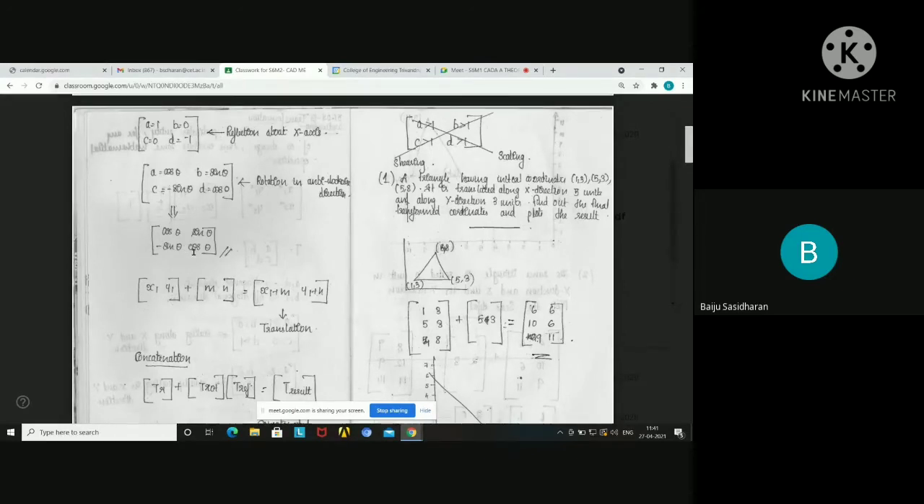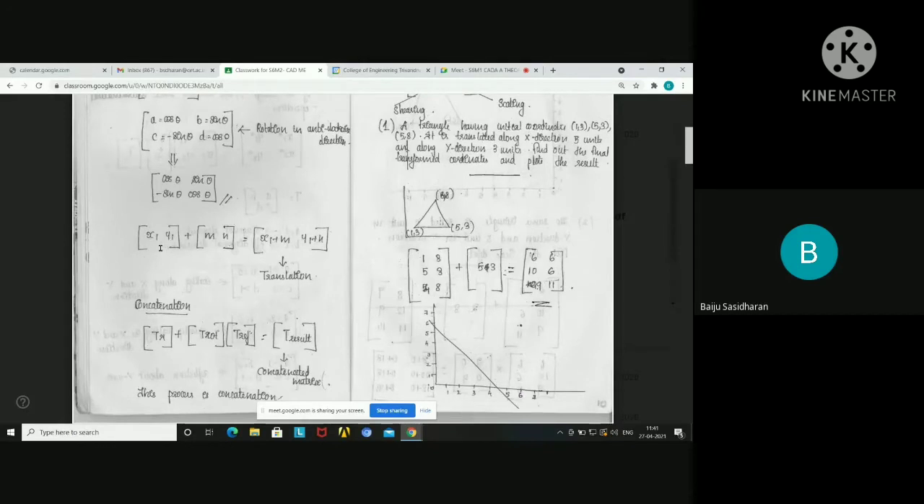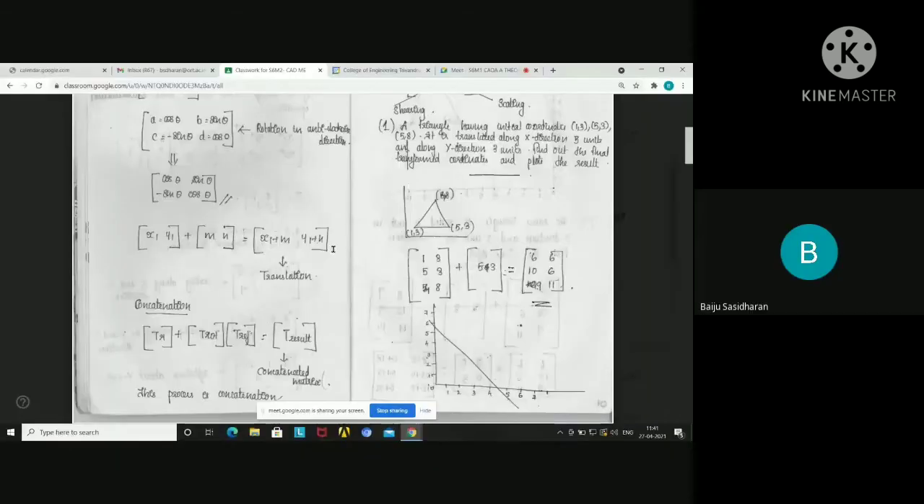Okay. Next, we have x1, y1 plus another matrix m, n. The final matrix will be x1 plus m, y1 plus n, and this effect is translation. Okay.